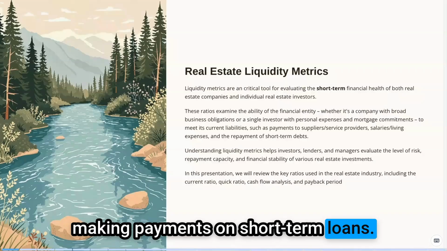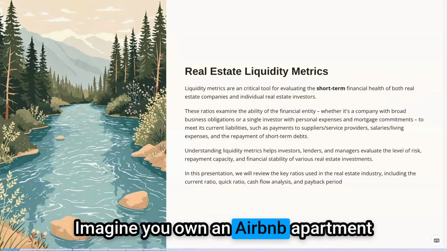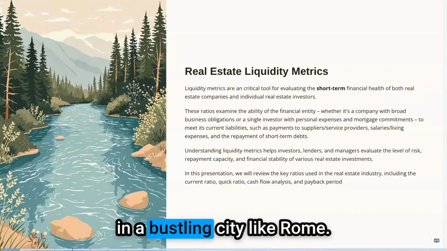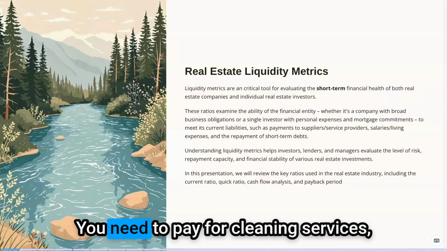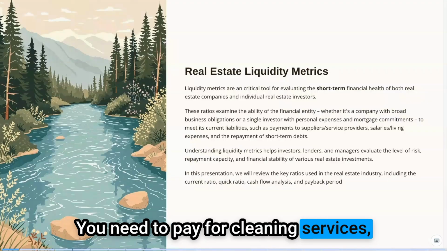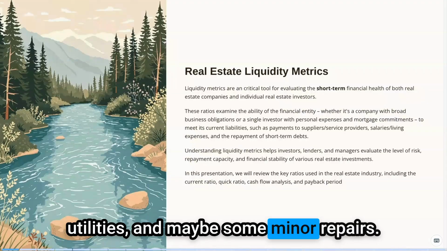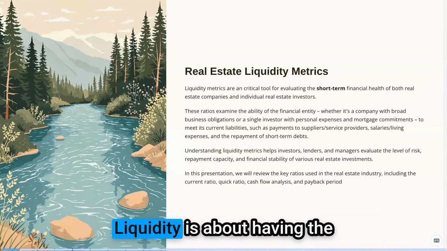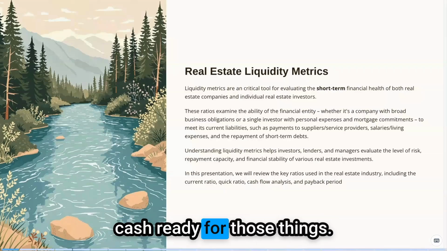We're talking about things like paying suppliers for construction work, covering salaries or your own living costs, and making payments on short-term loans. Imagine you own an Airbnb apartment in a bustling city like Rome. You need to pay for cleaning services, utilities, and maybe some minor repairs. Liquidity is about having the cash ready for those things.